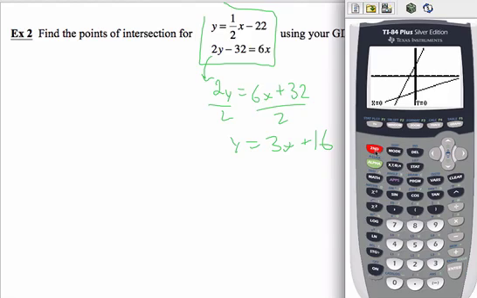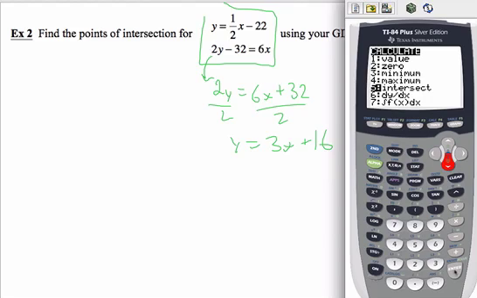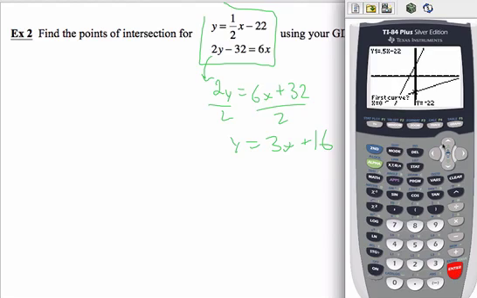Now I can use my second function, calc. Go down to intersect. I'm on the first curve, that's the one on the bottom there. Then the second one, press enter. Now I'll go as close as possible to the point of intersection. Press enter. So we have negative 15.2 and negative 29.6. That would be almost impossible to do by hand.